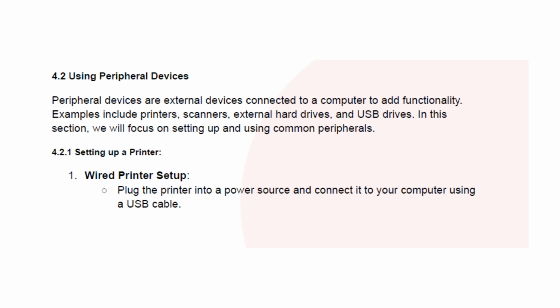So the first thing you need to do is definitely plug the printer into the power source and then connect it to your computer using a USB cable. So you're going to see where you can connect your printer to your computer using your USB cable. Now, most of the time for most computers, at least that I know, once you plug in your printer, your computer automatically installs the software that will enable your printer to run.